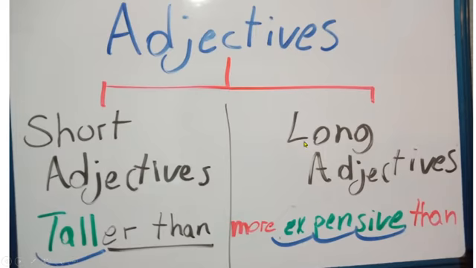And we have long adjectives. What is a long adjective? They can have two or three or four or five or more syllables. For example, expensive has three syllables. That's why we use a different structure: more expensive than. Short: er plus than, and long: more plus adjective plus than.